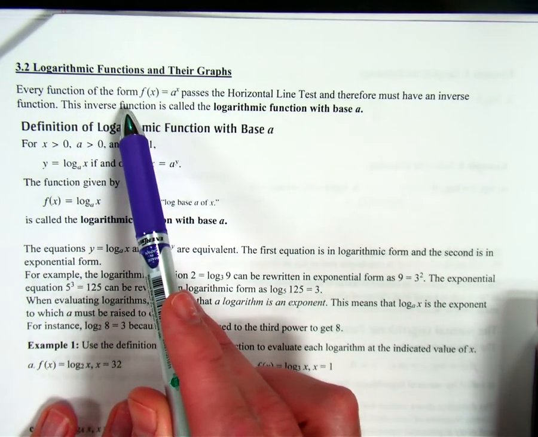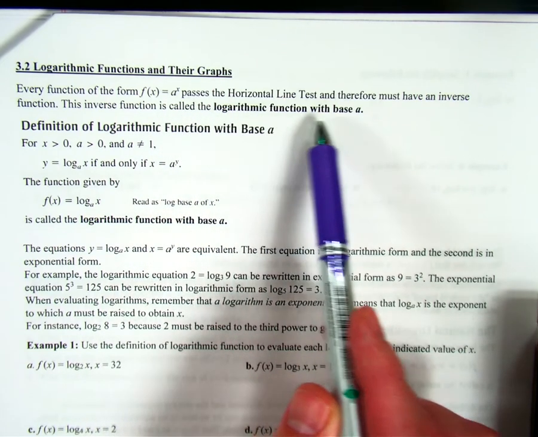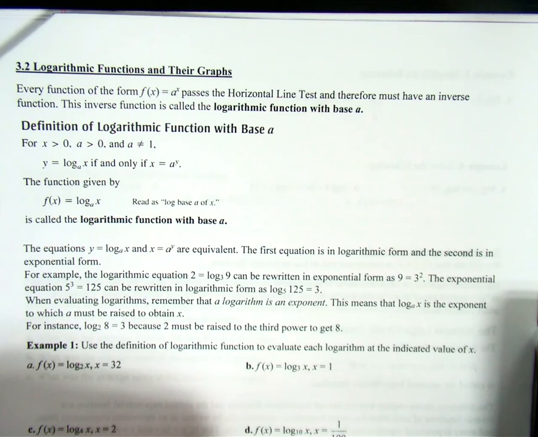Every function of the form f of x equals a to the x passes the horizontal line test, and therefore it will have an inverse. And this inverse to the exponential is called the log function, or log base a.